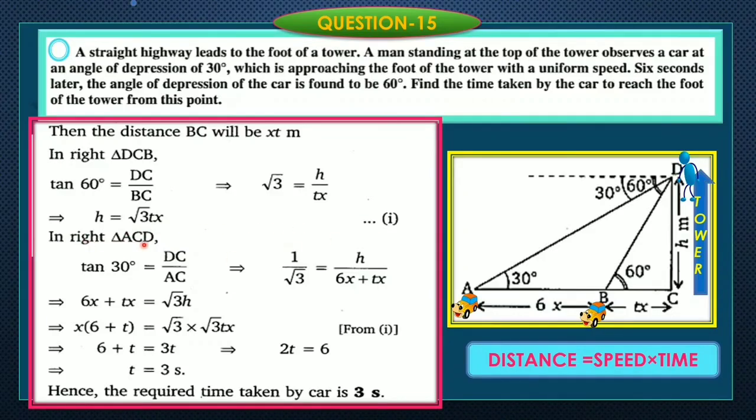Now consider another right triangle, that is ACD, in which theta is 30 degrees. So tan theta is equal to DC upon AC. Now AC we can write as AB plus BC, that is 6x plus tx. Just substitute the value, solve it. Take x common from this side, you will be left with 6 plus t, which is equal to root 3. In place of h, you can put the value root 3 into t into x from equation number 1. Solve it for t. x and x will cancel out. Solve for t. So the t value we will get is 3 seconds.